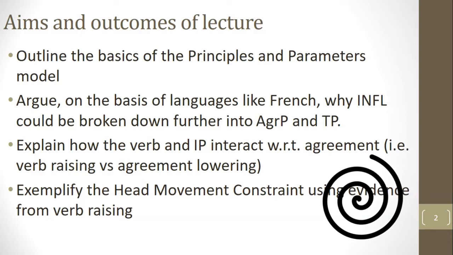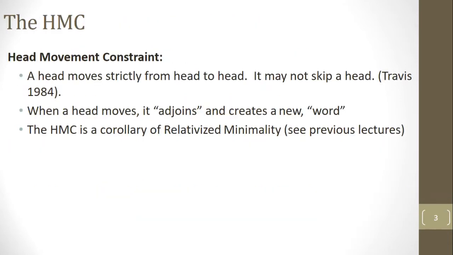In our lecture on minimality, we explored a common syntactic phenomenon where a construction can move from position to position but is not allowed to skip over an intervening position. The head movement constraint is one particular instance of this type of relativized minimality. The head movement constraint, which was developed by Travis in 1984, says that a head can move strictly from head to head position, but it may not skip a head in between. And when a head moves, it adjoins to the new head and creates effectively a new word.